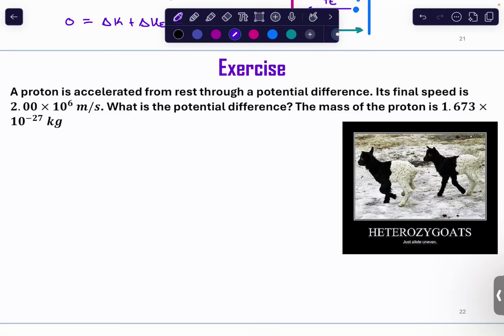So, a proton is accelerated from rest through a potential difference. Its final speed is 2.0 times 10 to the 6 meters per second. What is the potential difference? And you get the mass of the proton. How do you think you're going to start this? Yeah, we'll get it set up because we're almost out of time from handing out assignments and whatnot.